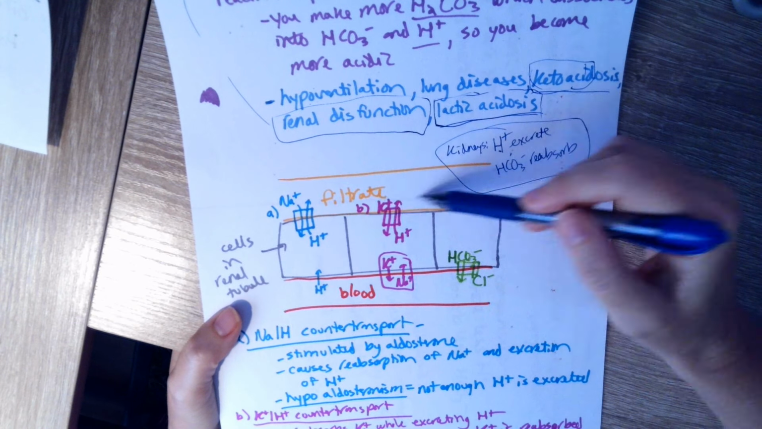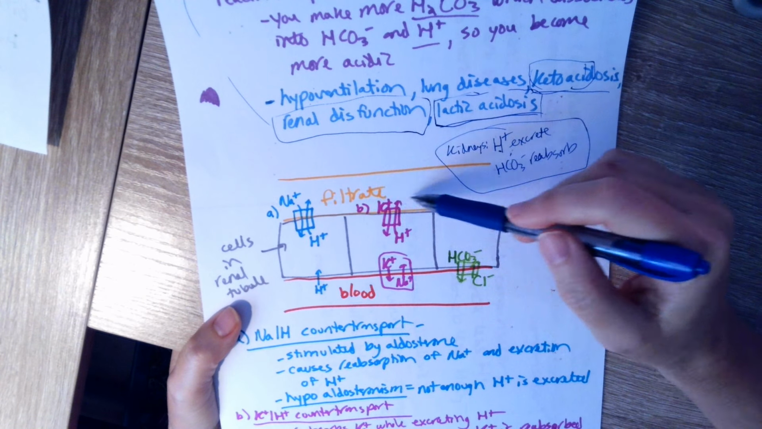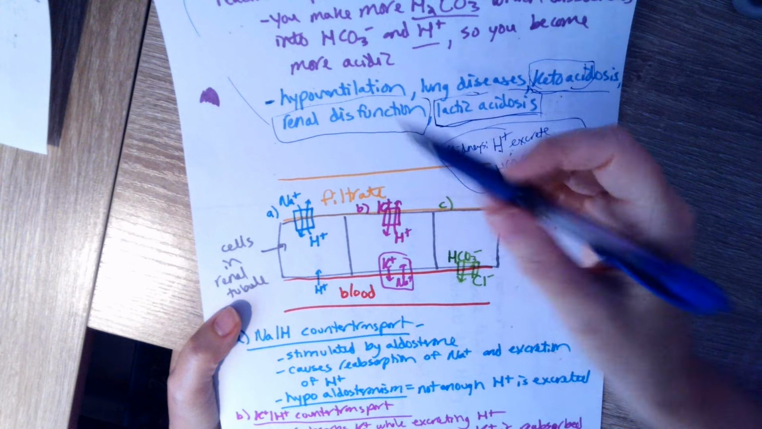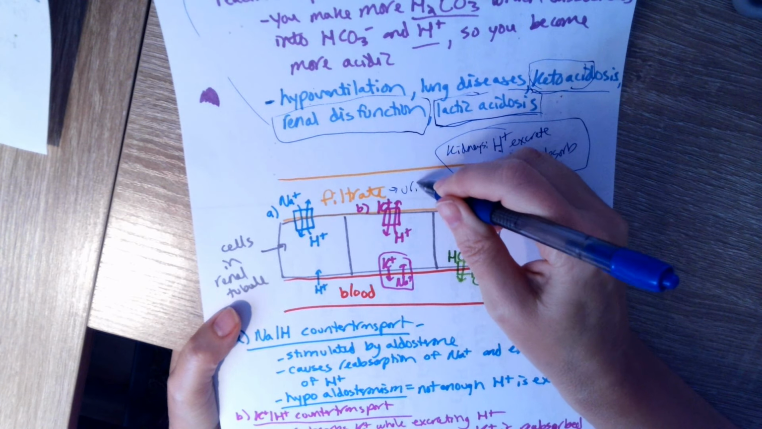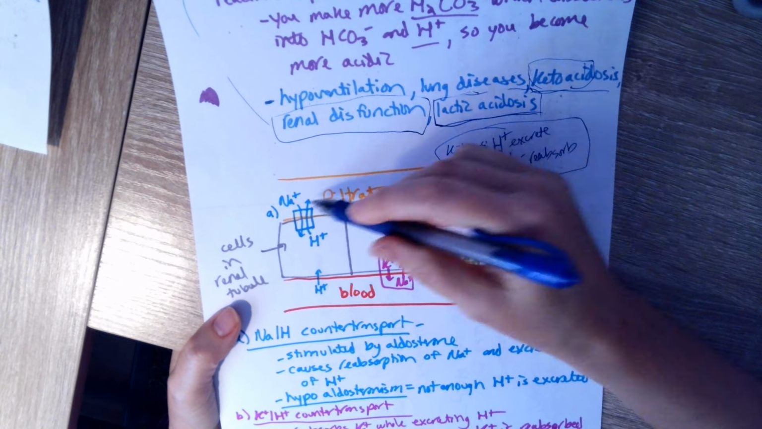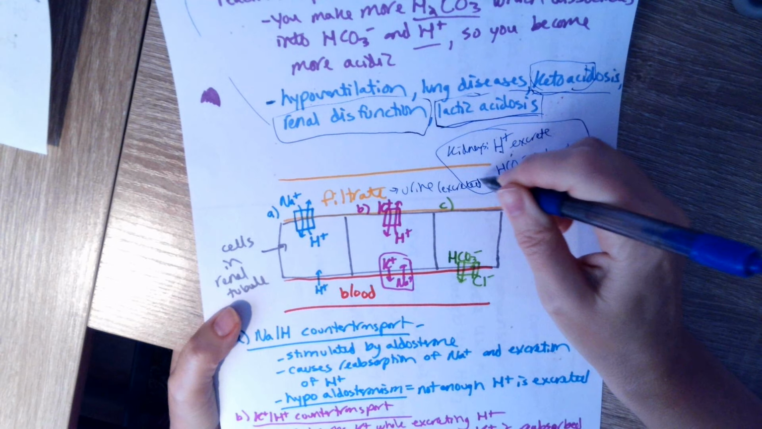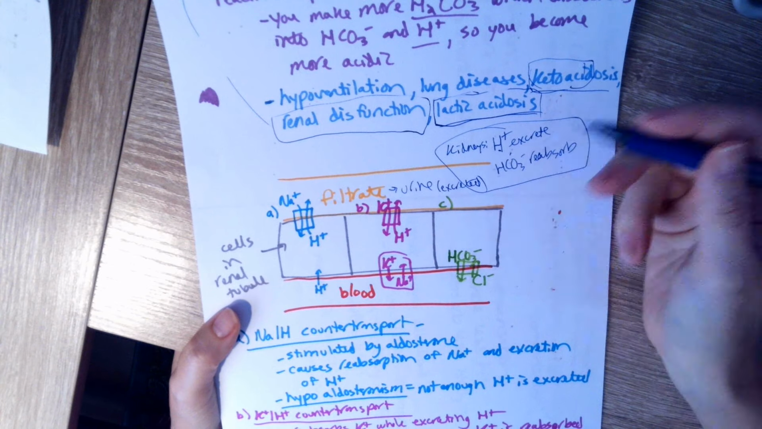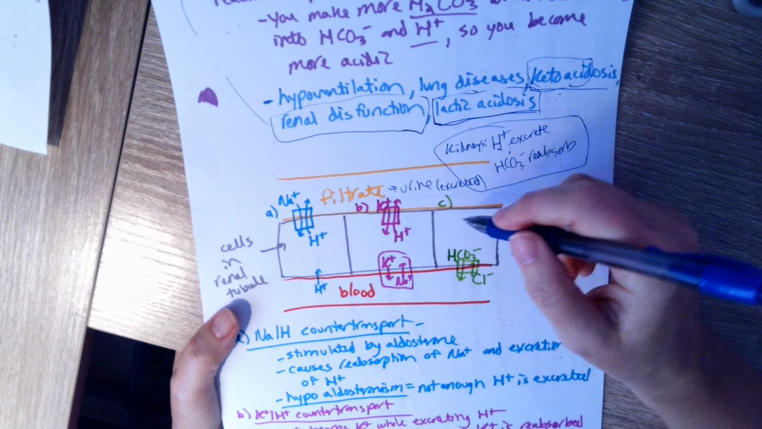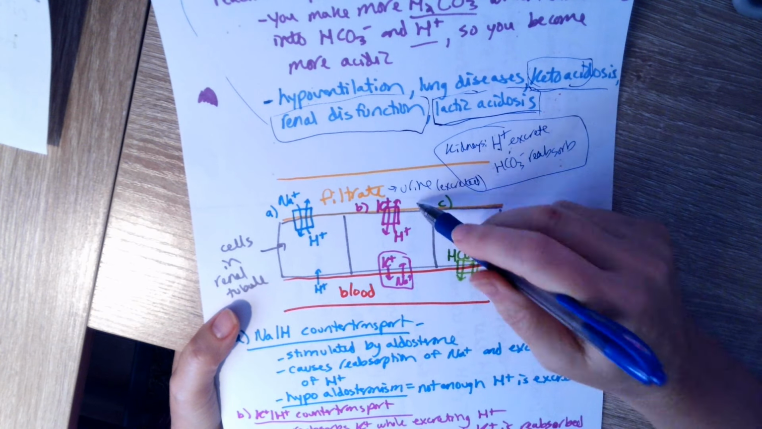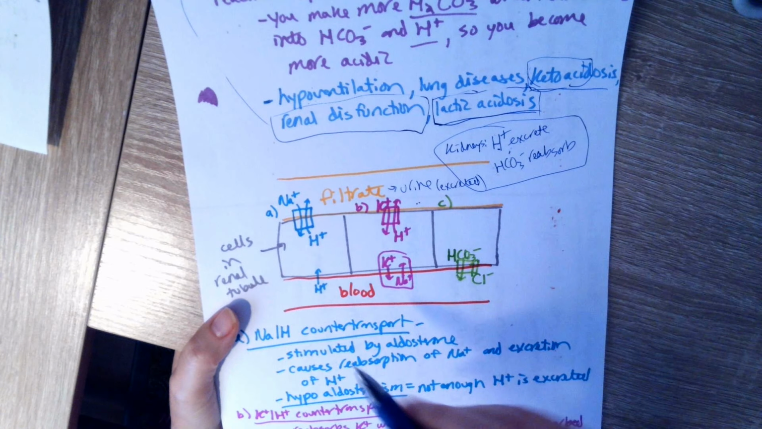What we have is the renal tubule right here. This is where we have filtrate, and this is eventually going to become urine. So this is what's going to be excreted. Anything that ends up in here is going to leave the body as urine. It's going to be gone. So when you want to get rid of stuff, you put it in the filtrate.